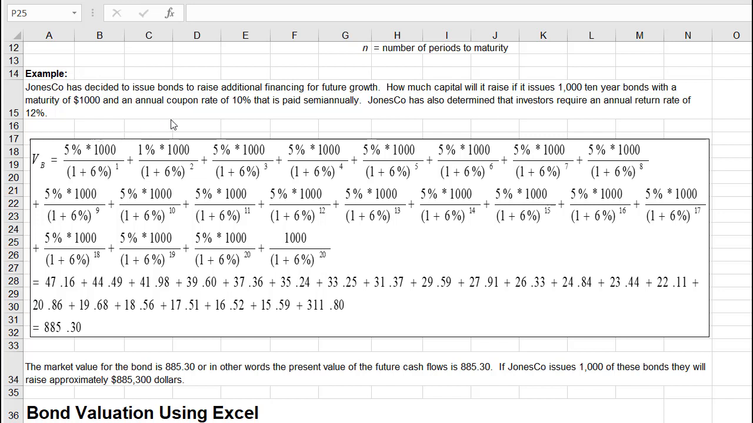Jones Co. has decided to issue bonds to raise additional financing for future growth. How much capital will it raise if it issues 1,000 10-year bonds with a maturity value of $1,000 per bond and an annual coupon rate of 10% that is paid semi-annually? Jones has also determined that the investors require an annual rate of return of 12%.